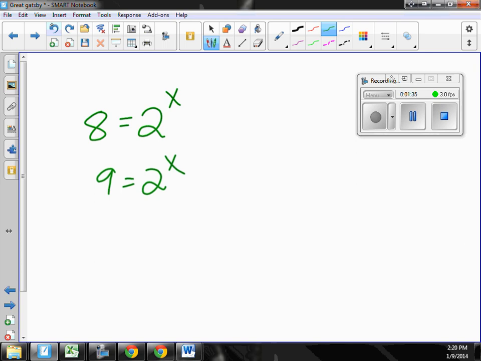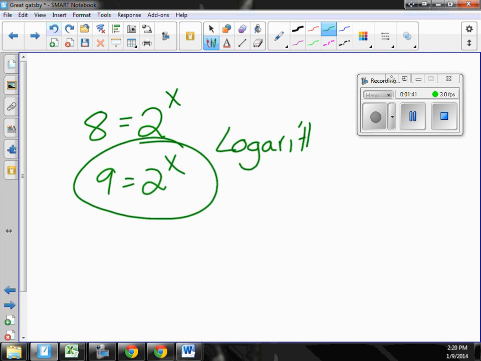So, because of this problem, we created what are called logarithms. I don't know what logarithm means. We abbreviate it as logs. All a logarithm is, is a different way to write an exponential equation. It just changes the order.